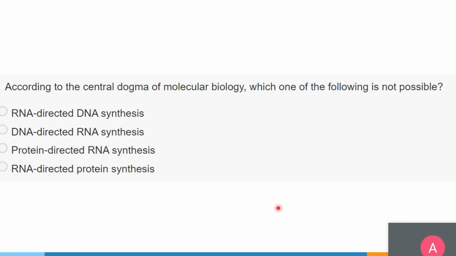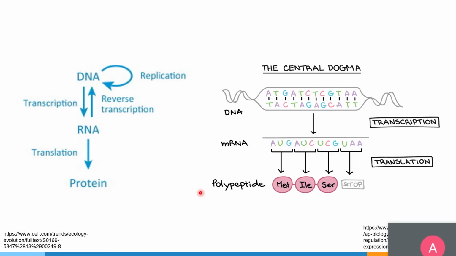Next, after dealing with a bit of cell biology, we will move on to molecular biology. The question we are faced with is, according to the central dogma of molecular biology, which one of the following is not possible? The first option is RNA-directed DNA synthesis. The second is DNA-directed RNA synthesis. The third is protein-directed RNA synthesis. And the fourth is RNA-directed protein synthesis. So let us look at it.